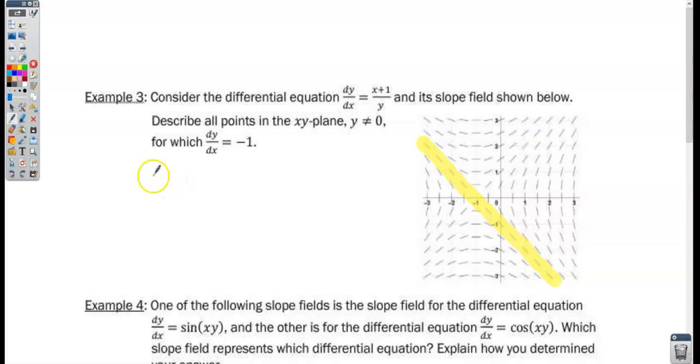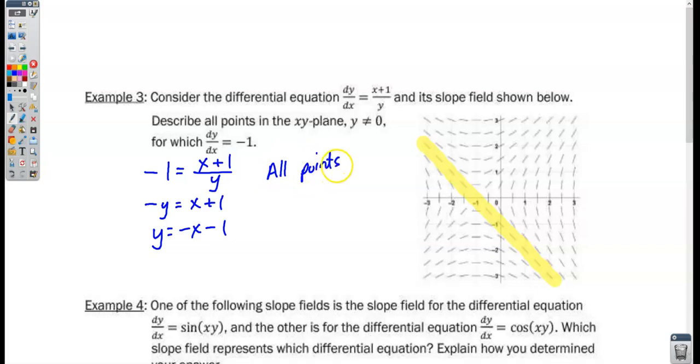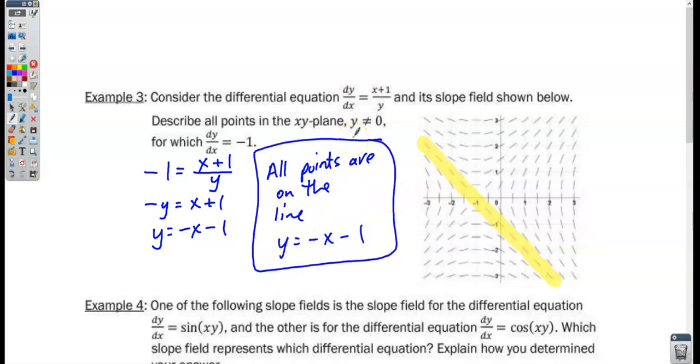Well, I'm going to set dy dx equal to -1, and if I solve this equation, I can say that all points in the xy plane for which dy dx equals -1 are on the line y equals -x minus 1. Ta-da!